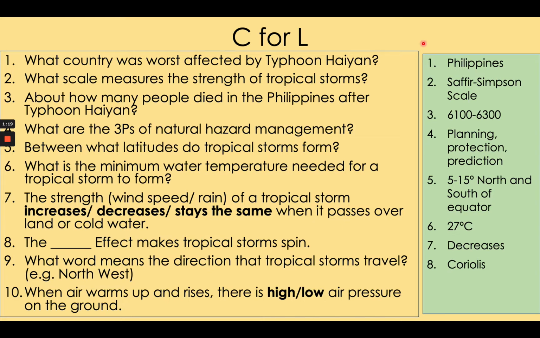8, the Coriolis effect. 9, the track is the direction they travel in. 10, low air pressure. Give yourselves a mark out of 12, because number 4 is worth 3 marks. If you got 10 or more, excellent, you really understand this. If not, go back to the previous 2 lessons, watch them again, and then attempt these questions in about a week's time.